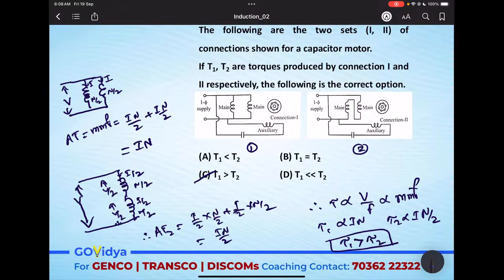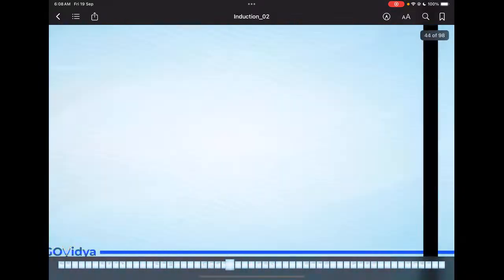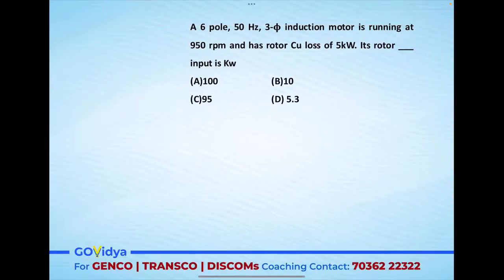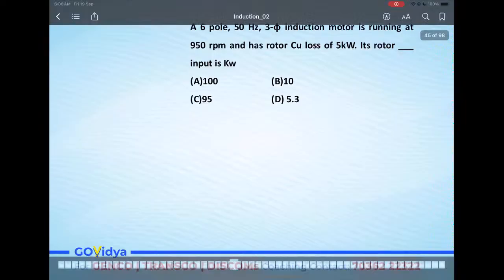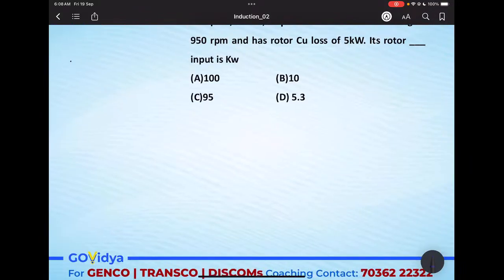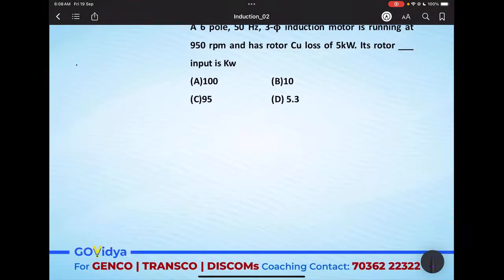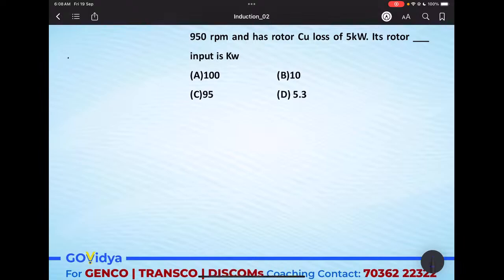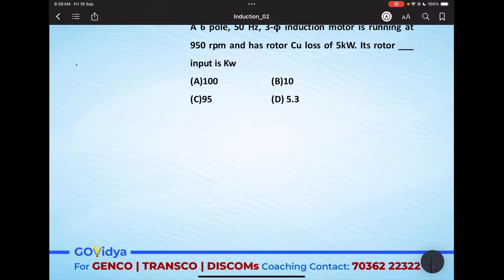Okay, let's move on to the next question. A 6-pole 50 Hz 3-phase induction motor is running at 950 rpm and has a rotor copper loss of 5 kW. Its rotor input is? Let's see the concept behind the question. The concept is about the relation between copper losses and rotor input.